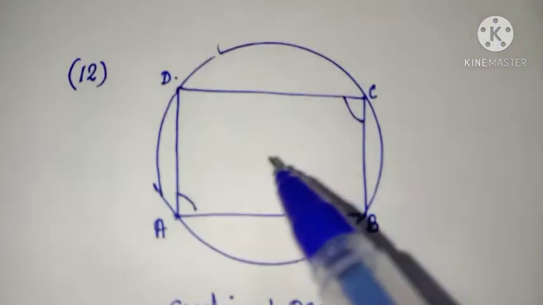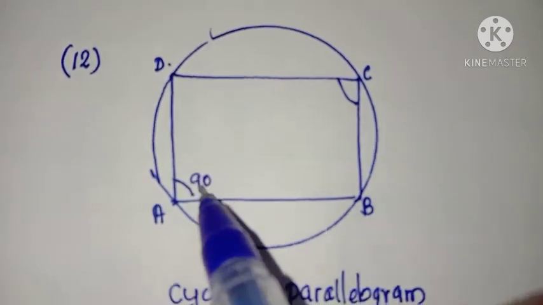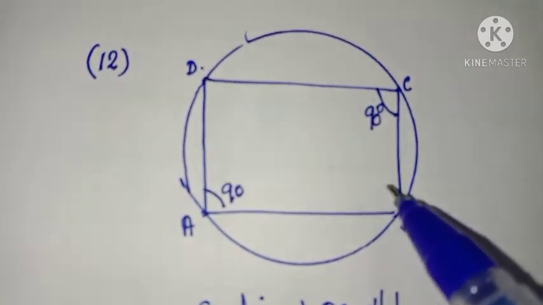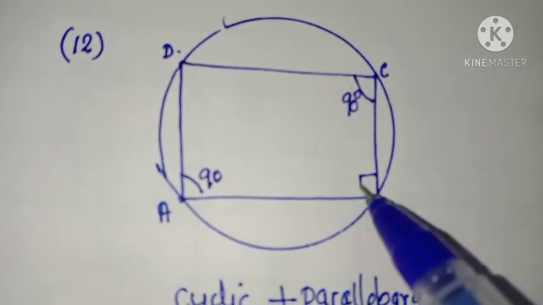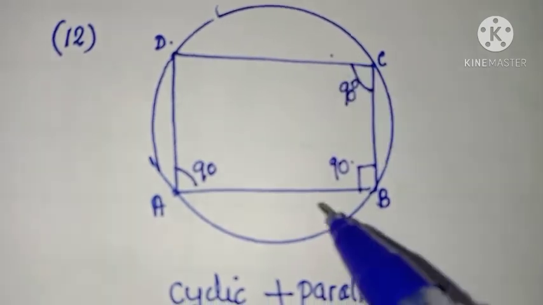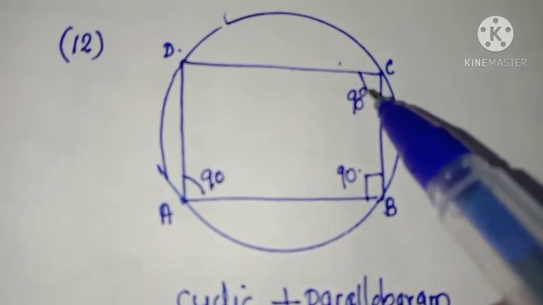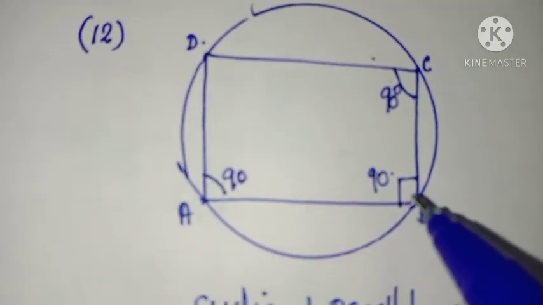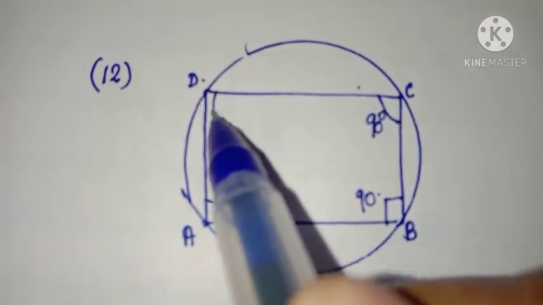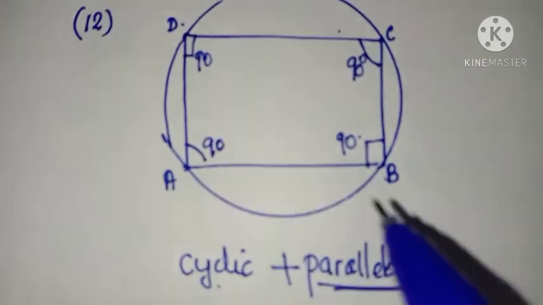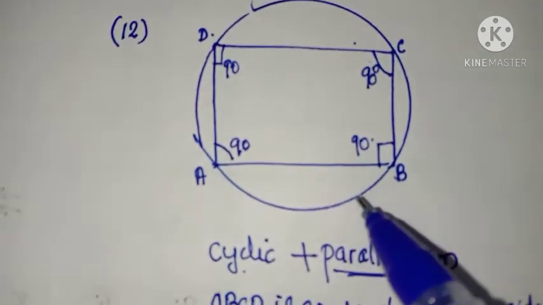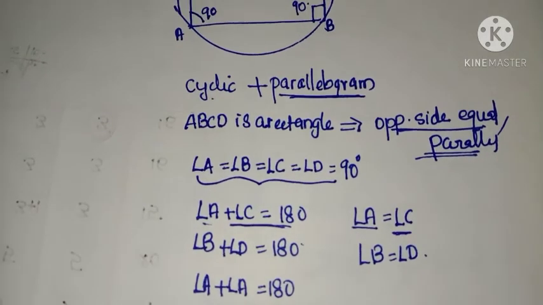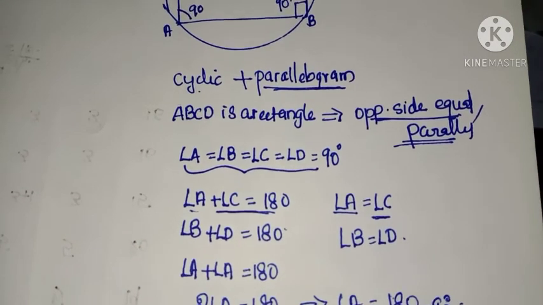Okay. Angle A is 90. If angle A is 90, then angle C is also 90 because of the parallelogram. Opposite angles are equal. If angle C is 90, then angle B is also 90 because AB and CD are parallel. These two angles lie on the same side of this transversal, isn't it? Now, if angle B is 90, then angle D is also 90 because ABCD is a parallelogram. So all angles equal to 90 degrees means ABCD is a rectangle. Okay. So that's about our exercise 10.5.